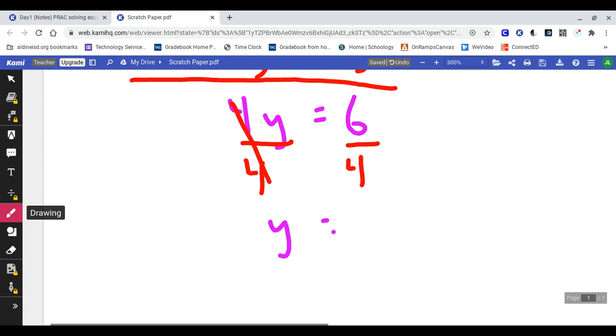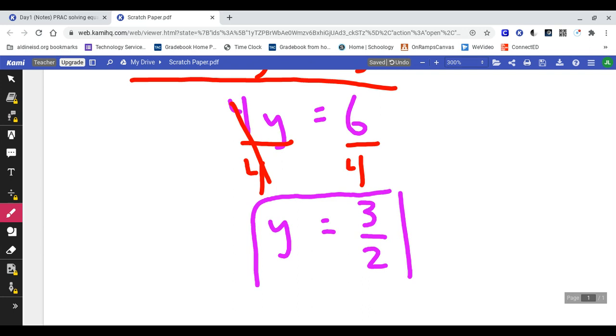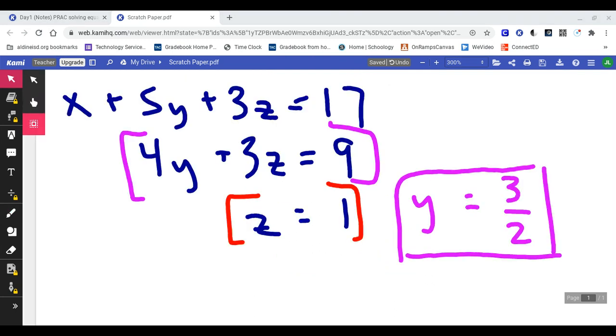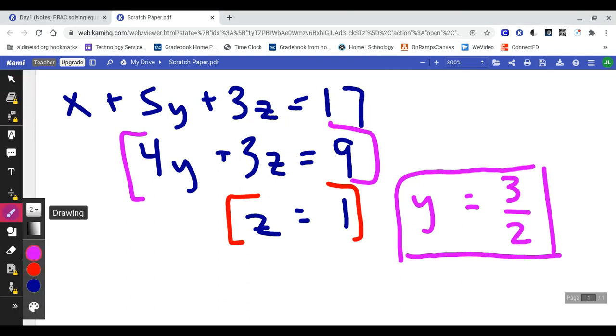So my final answer for y will be the fraction 3/2, because I want to make sure that I reduce everything before I start plugging back in. So 6/4 reduces to 3/2, so that's my value of y. All right, so coming back to the top, we know that z equals 1. We know that y equals 3/2. So the only thing we have left to figure out is the x.